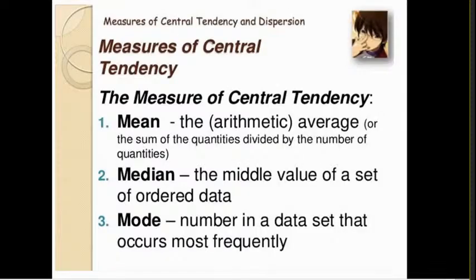Here, first, the easily measurable measures are mean, median and mode. What is the meaning of the mean? It is the arithmetic average. In the upcoming slide, I will explain with one example. Another measure is the median, the middle value of a set of ordered data. Ordered data means if you are given shuffled data, we arrange it in ascending order. Then we calculate the median.